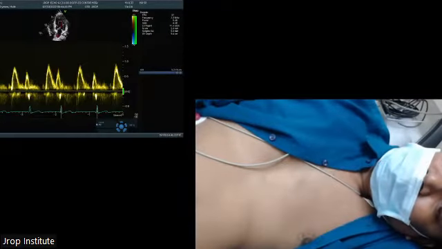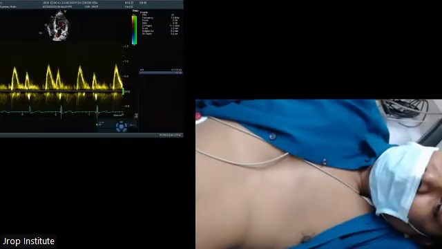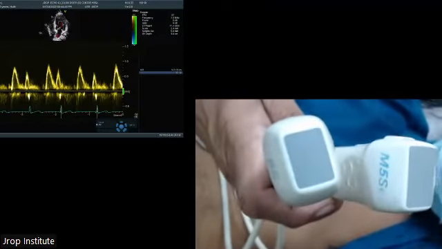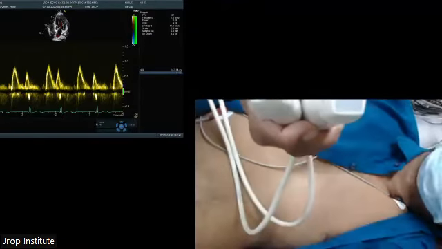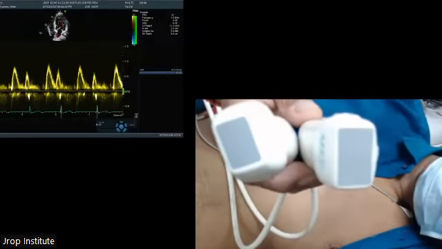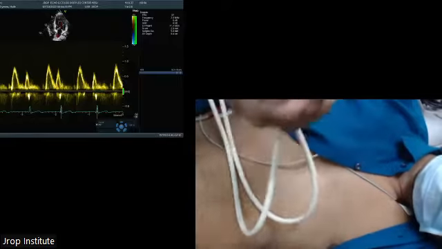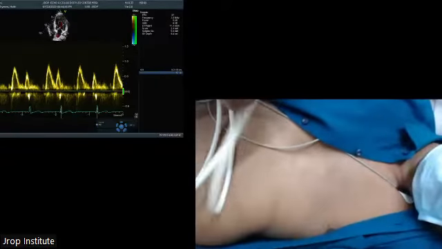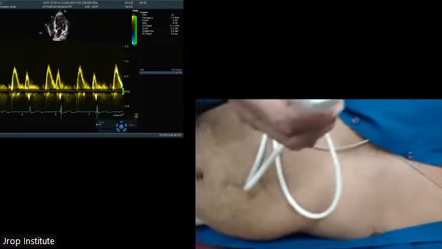Now I'm going to show you two probes at the same time. Can you see them? Look at the footprint of these two probes. One is smaller, the second is bigger. This is the pediatric probe and this is the adult probe. The neonatal probe is still smaller than this, very much smaller in footprint.